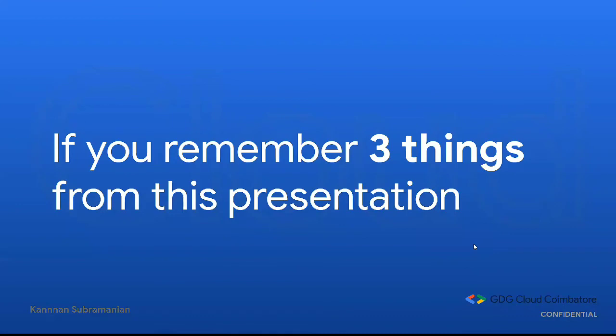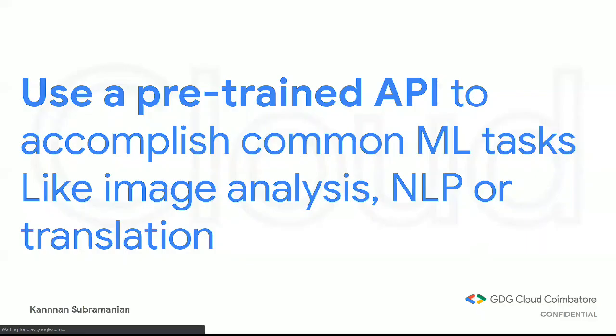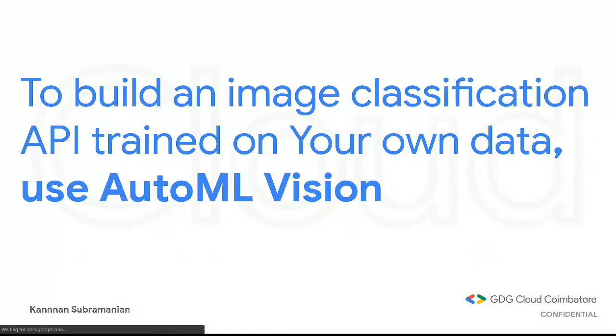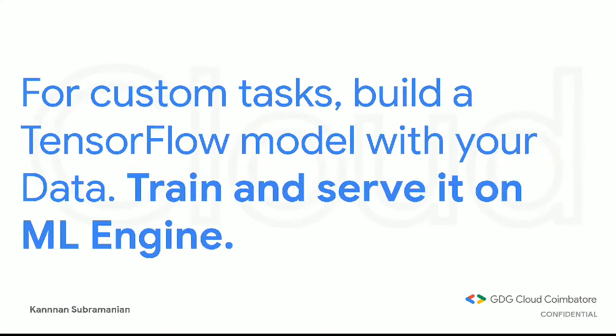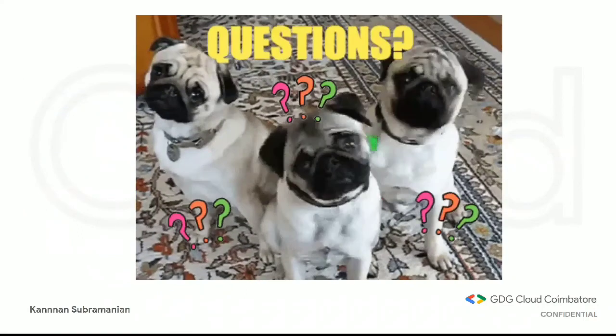Okay. The main things you want to remember from this presentation: use a pretrained API to accomplish a common ML task like image analysis and ML translation. This is one of the main things. Another thing is to build an image classification API client on your own data using AutoML Vision. And for custom tasks, build a TensorFlow model with your data, train and serve it on ML Engine. That is a use case, guys. That's all. That's everything.